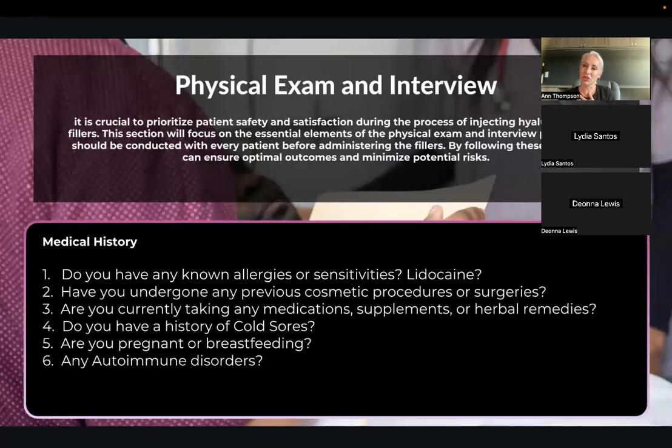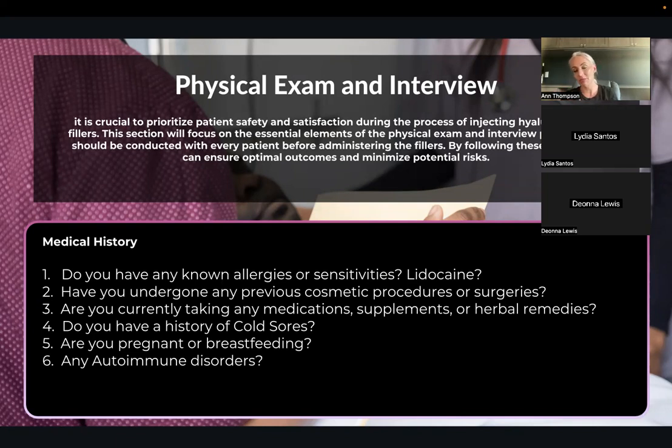These are the medical questions that you need to make sure that you're asking all of your patients. You need to know if they have any allergies or sensitivities, especially to lidocaine, because lidocaine is impregnated into all of the fillers. You also want to know if they've had any previous cosmetic or aesthetic procedures, if they have a chin implant or if they have additional fillers. You need to know what you're going to be encountering.